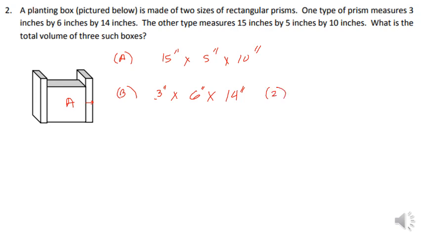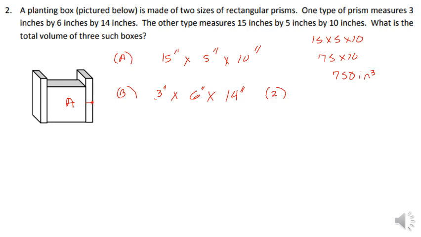So to solve for the volume here, I know I've got 15 times 5 times 10. And I know 15 times 5 is going to be 75 times 10, which gives me 750. And it's 750 inches cubed. And that's A.